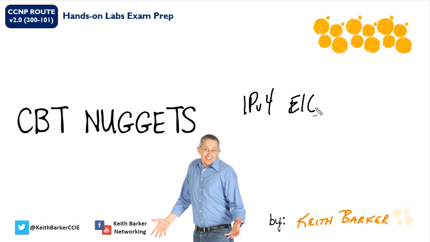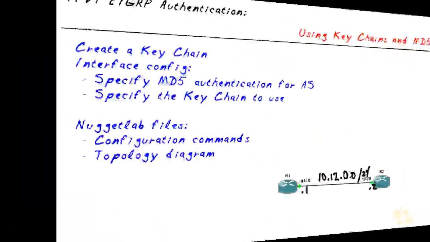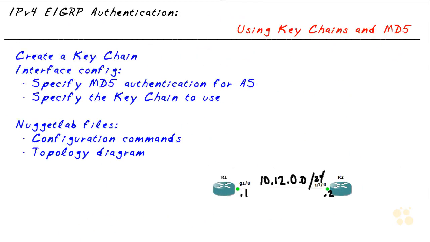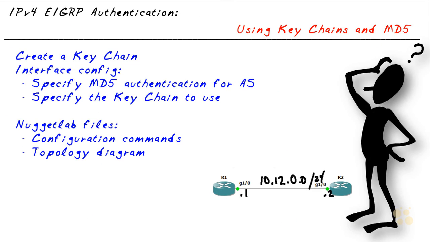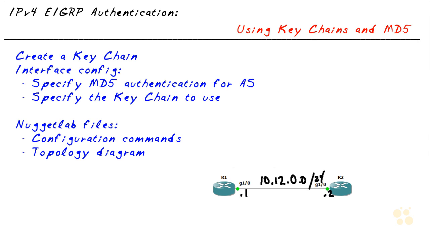In this nugget, we get to lab up and verify EIGRP authentication. Let's begin. One of the challenges we often face is that if we're running a routing protocol and sharing information, how do we know we're sharing it with the right people? One method of helping to verify that we're talking with other routers that we manage is by setting up authentication.